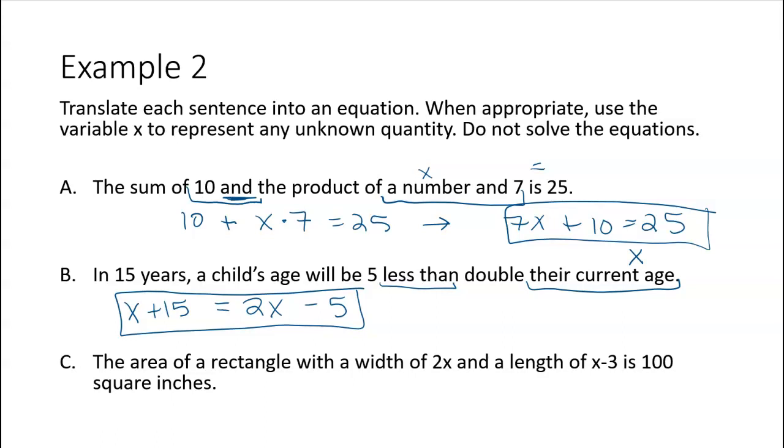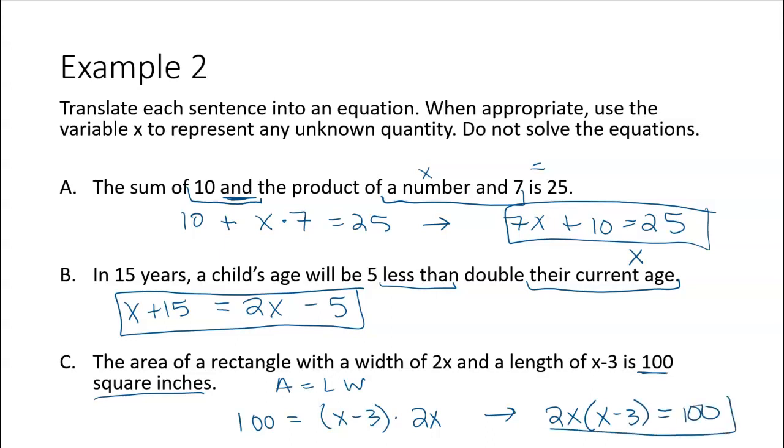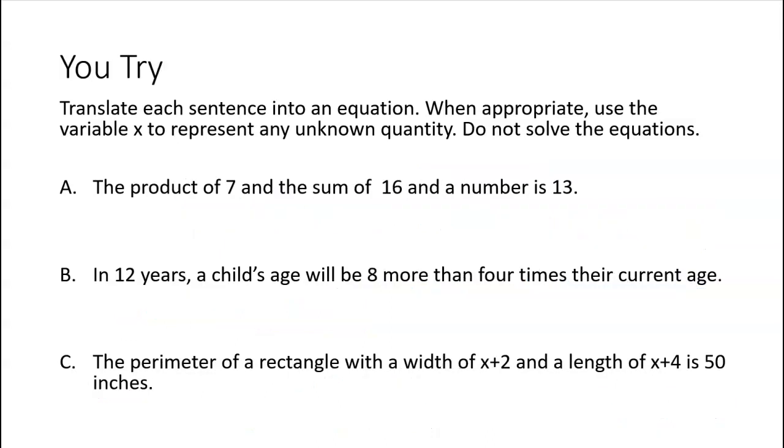The area of a rectangle with a width of 2x and a length of x minus 3 is 100 square inches. So we have to remember that area is equal to length times width. The area is 100 square inches. So we know that the area is 100. And it has a length of x minus 3 times a width of 2x. And we would just reorganize that. We would say like 2x, x minus 3, we wouldn't need the dot, is equal to 100. So go ahead and give these 3 a try. Press play when you're ready to see the solution.